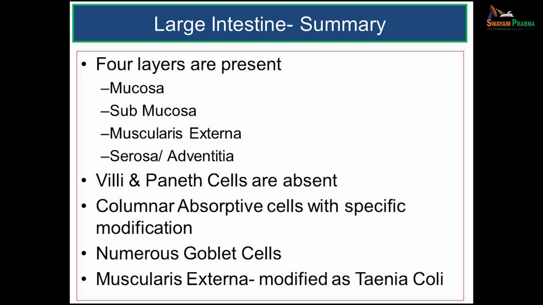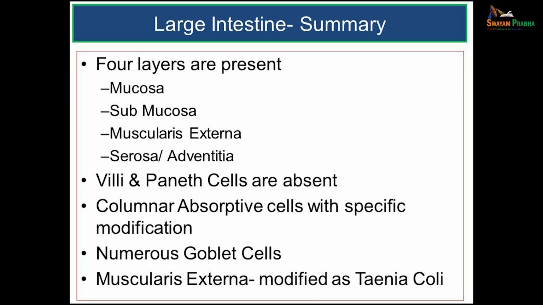With regard to the absorptive cells of the columnar epithelium, there is a very specific modification, namely an abundance of sodium potassium ATPase in its structure, which aids the absorption of water, which is the primary function of the large intestine. Also present are numerous goblet cells, as compared to the rest of the intestine, which secrete mucin. The mucin that is secreted helps in the easy passage of the undigested waste material.